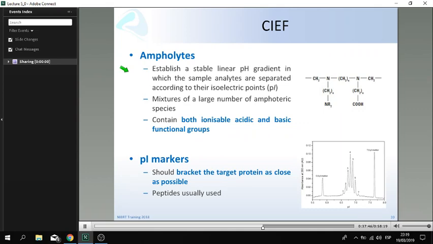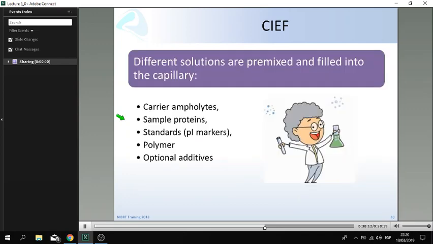So a pH gradient can be, for example, from pH 3 to pH 10, or maybe pH 5 to pH 8, depending on what you need. You also have your pI markers in there that bracket the target protein as close as possible. Those are little peptides that have certain pIs, so they're kind of like a control for you to bracket, and you know where certain pH is.